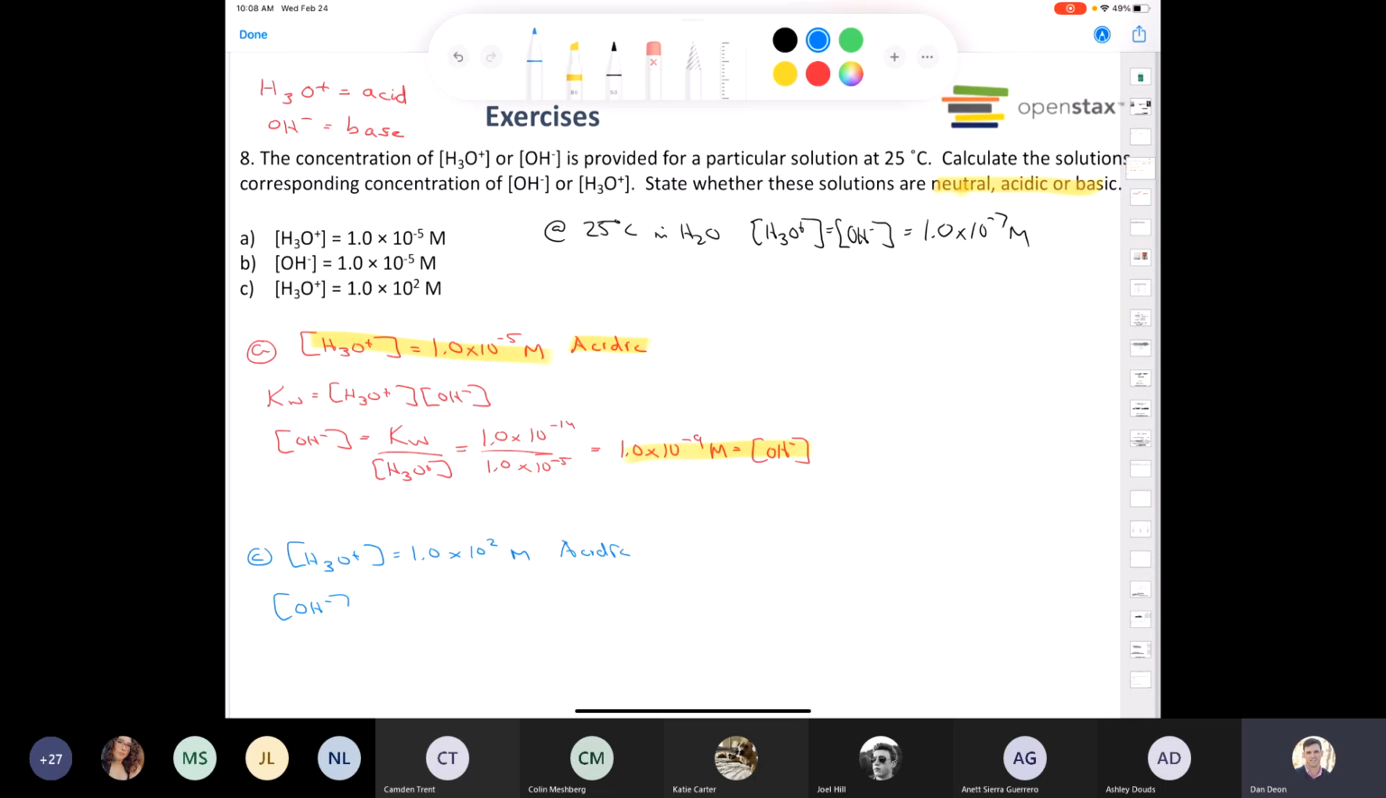Let's do the same thing. The concentration of hydroxide is going to be equal to 1.0 times 10 to the minus 14, I'll leave the units out, divided by 1.0 times 10 to the 2. You take negative 14, you subtract 2, and you get 1.0 times 10 to the negative 16 molar, which is equal to your concentration of hydroxide. That is super duper low. So this is definitely acidic, and there's our concentration of hydroxide. So you need to have this committed to memory. You have to know the expression for Kw.